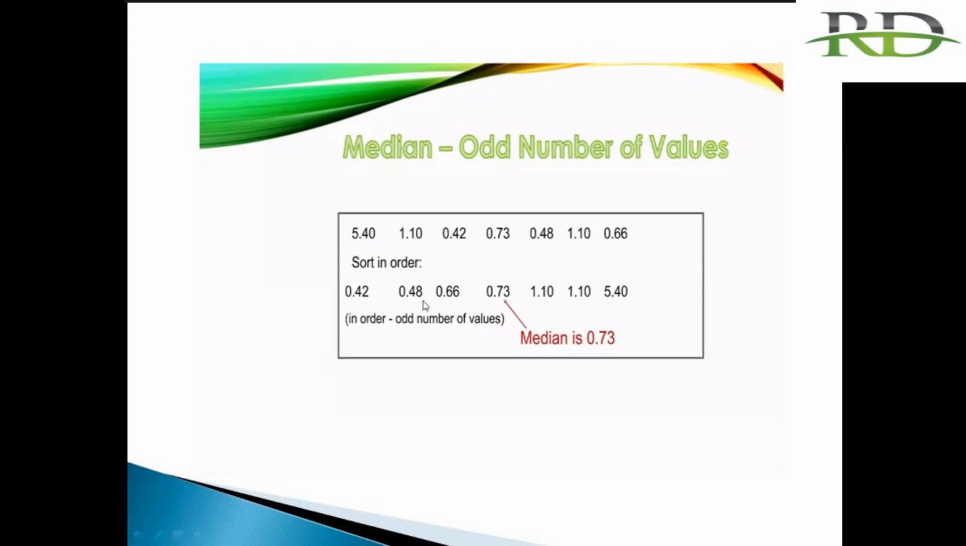So it is the ungrouped data case. We have arranged it in ascending order and the number of observations is 1, 2, 3, 4, 5, 6, and 7. If there is an odd number, then the formula is (n plus 1) upon 2 th term. So here it is 7 plus 1, 8 by 2, which means the 4th term. So 1, 2, 3, 4th term. So the median is 0.73 here.